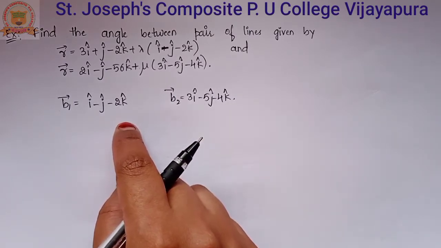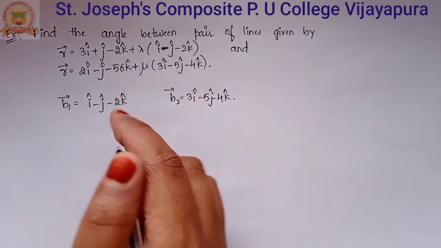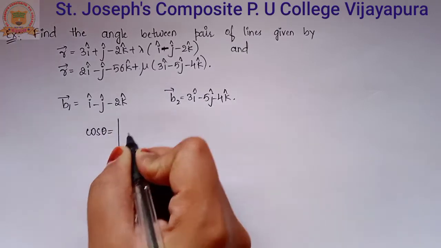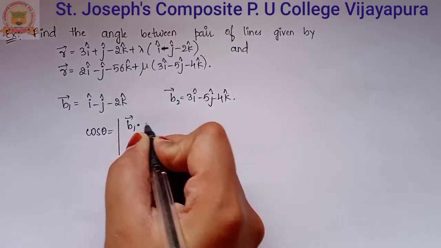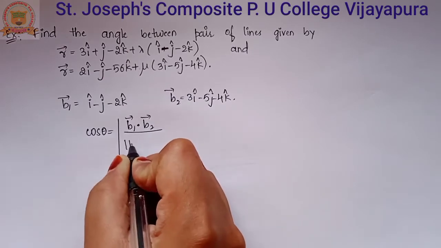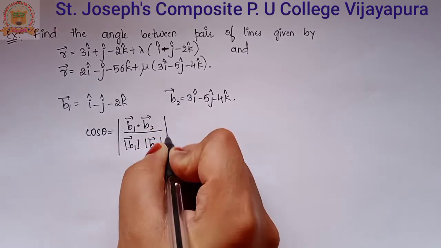Because we know the angle between the pair of lines when the line equations are given in vector form, we have the formula cos theta equals mod of vector b1 dot vector b2 whole divided by magnitude of the vector b1 into magnitude of the vector b2.